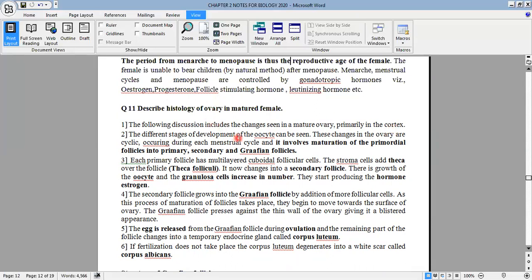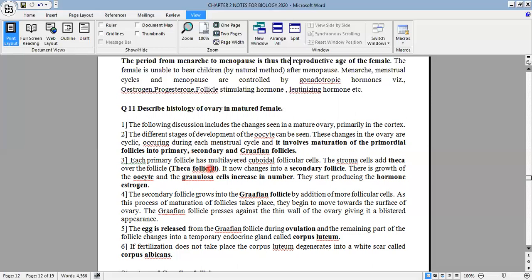The different stages of development of oocyte can be seen here. Like in TS of testis, we have seen different stages of spermatogenesis, in TS of ovary, we are going to show different stages of oogenesis, that is development of ovum. These changes on the ovary are cyclic, occurring during each menstrual cycle. That means it will be repeated every month in each menstrual cycle. It involves maturation of the primordial follicles into primary, secondary, and Graafian. We know that every primordial follicle gets converted into primary, secondary, and Graafian follicle every month during each menstrual cycle.